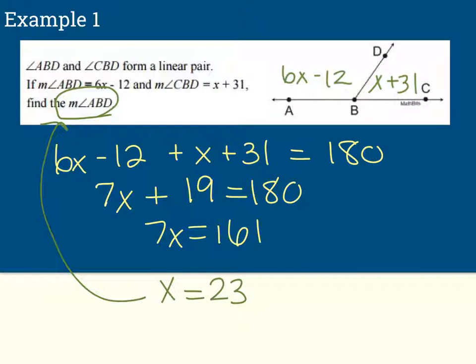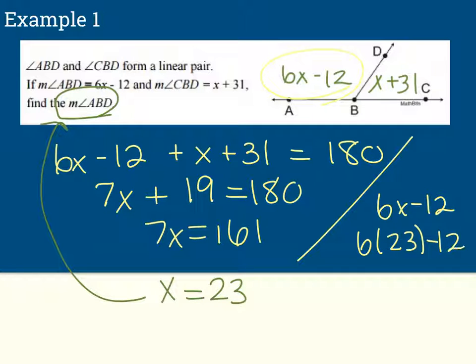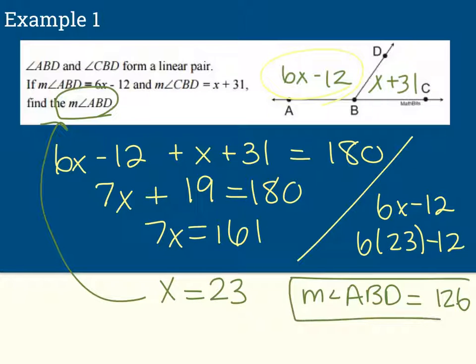So we have to then use our expression that equals ABD, and we're going to plug in our 23. Remember, if you don't do this and you say your answer is 23, your answer is wrong. So the measure of angle ABD is equal to 126. That is our answer.